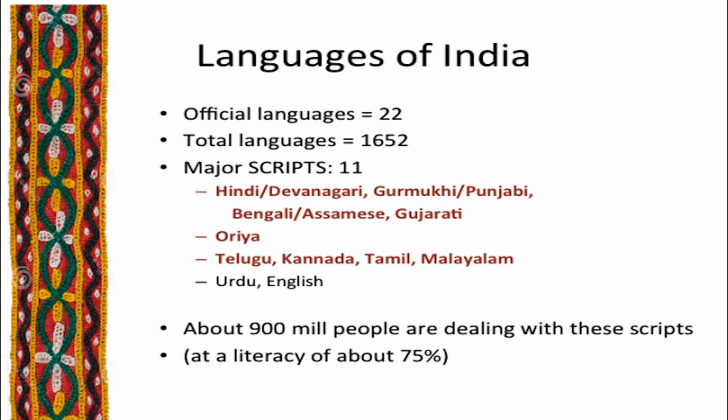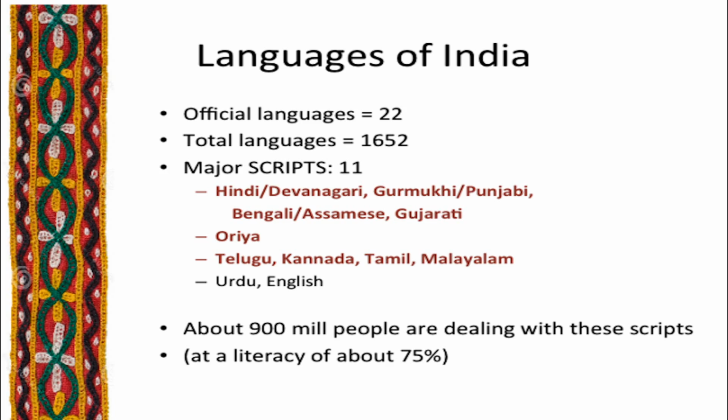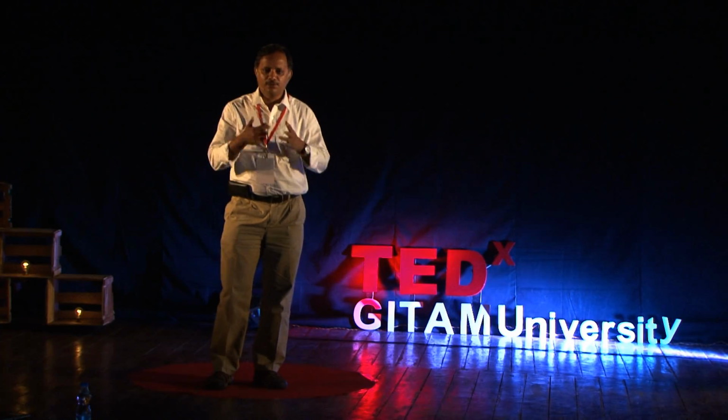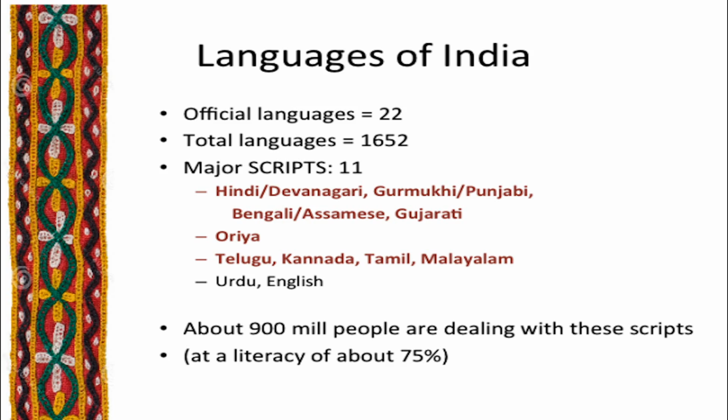There are 4 scripts used in the northern part of India. Hindi is written in Devanagari, Punjabi is written in Gurmukhi, and Bengali and Assamese share pretty much the same script. And then you have Gujarati. Then in the center, you have Oriya. In the south, you have 4 scripts: Telugu, Kannada, Tamil, and Malayalam. Then there are Urdu and English, which are used pretty much everywhere in India. At the current literacy rate of about 75%, nearly 900 million people in India are using these scripts.